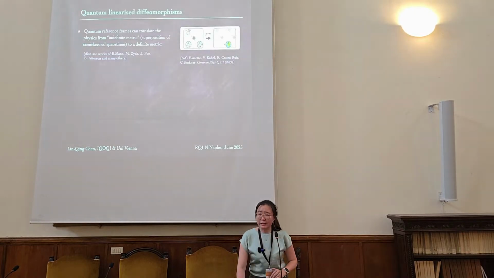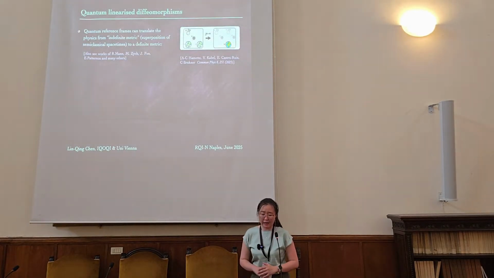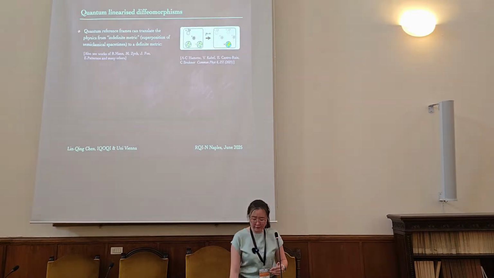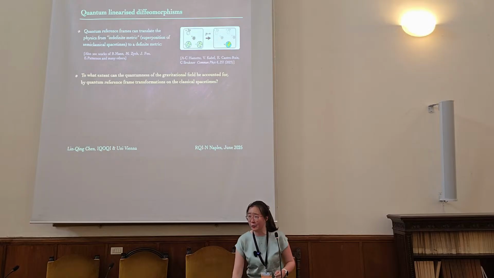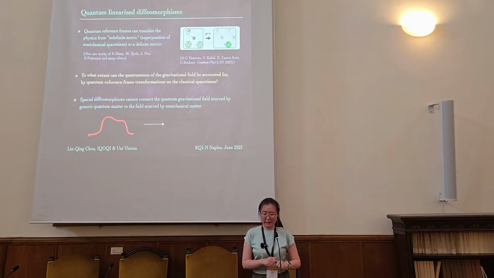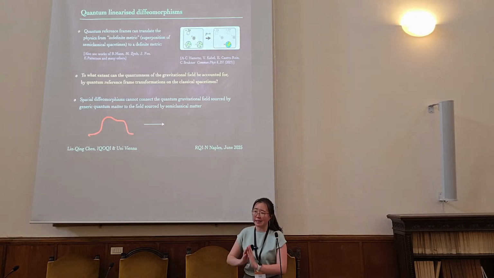An important physical point needs to be pointed out: there has been active research on QRF translation from indefinite metric to definite metric. However, to what extent can the quantumness of the gravitational field be accounted for by the quantum reference frame transformation of the classical spacetime? So at least we show that spatial diffeomorphism cannot connect the quantum gravitational field sourced by a generic quantum source to the field sourced by a semi-classical source.